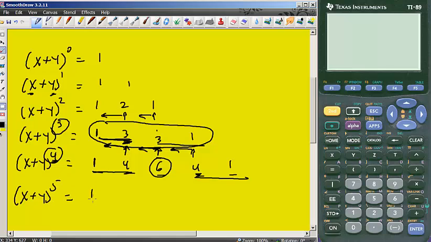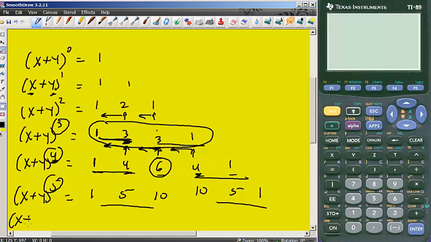Well, that's going to be 1, and then the next one's going to be 5, the next one's going to be 10, and the next one's going to be 10 again. Okay, and then I'm going to repeat again, go down 5 and 1. Since that's a fifth power, I have 3 on one side, 3 on the other side, and I get a little pyramid. Okay, 1, 5, 10, 10, 5, 1. How about one more?